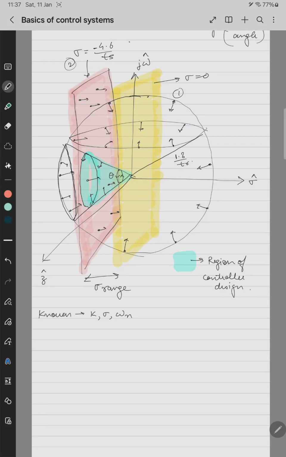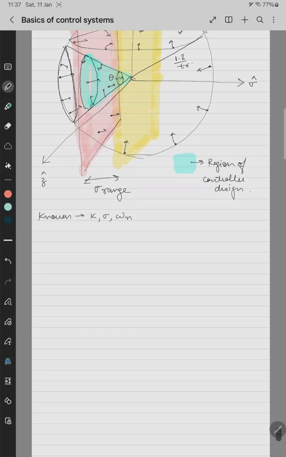Now if you see, if the order of the system increases, it is very difficult to visualize using the complex plane, and very difficult to tune the parameters, because we have to formulate a large number of equations and satisfy each and every equation. That's why time domain analysis is not suitable for higher order systems. So we go for frequency domain analysis.